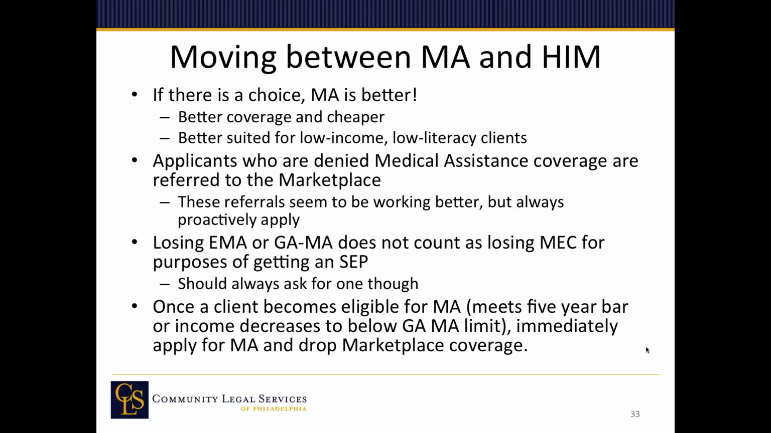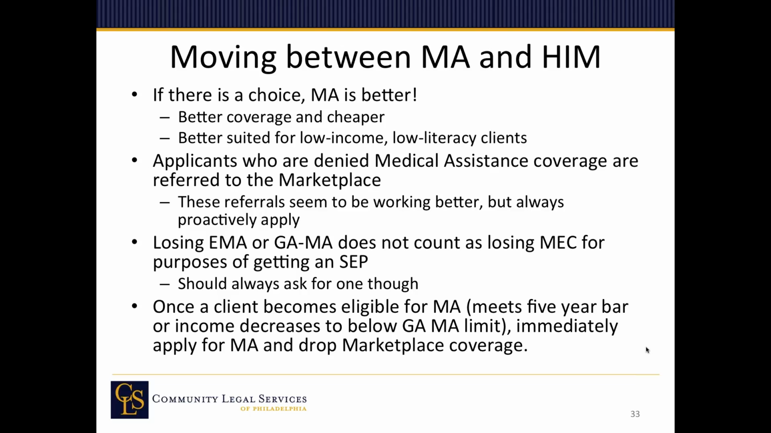Now, this might be a little bit confusing because you're thinking, I thought people had to take Medicaid if they can, and they do. If people are eligible for federal Medicaid, they have to take Medicaid. They can't choose to go onto the marketplace. But for those people who are ineligible for federal Medicaid and they're thinking about getting state-funded medical assistance or emergency medical assistance or going onto the marketplace, the choice there, we believe medical assistance is always the better one. It's better coverage, it's much cheaper, it's free, and medical assistance tends to be better suited for low-income, low-literacy clients than the marketplace.